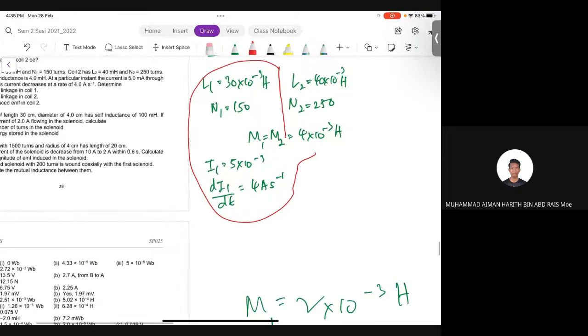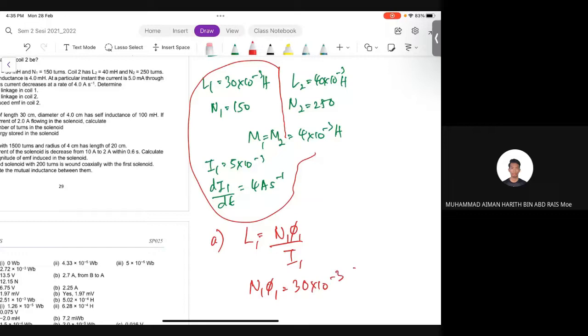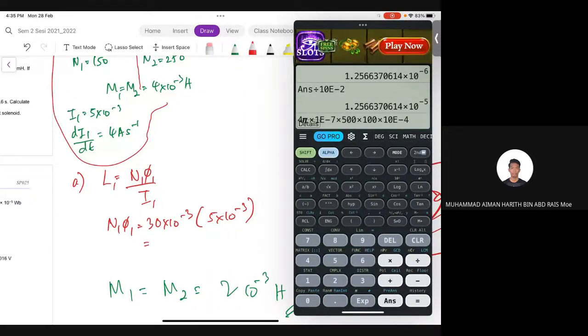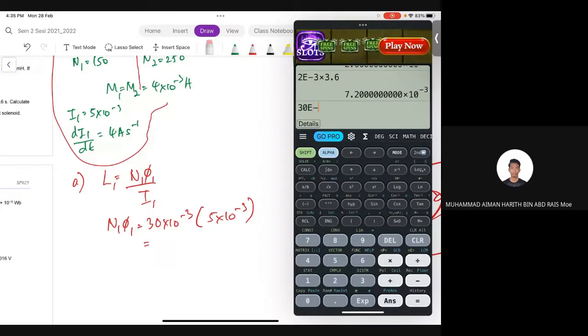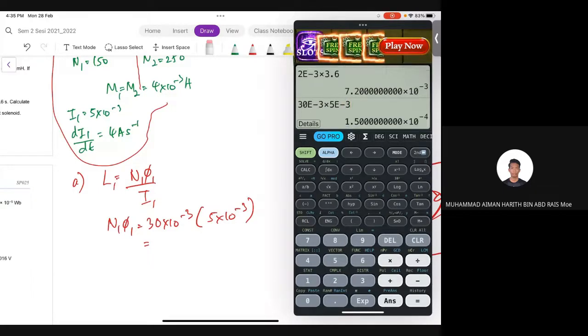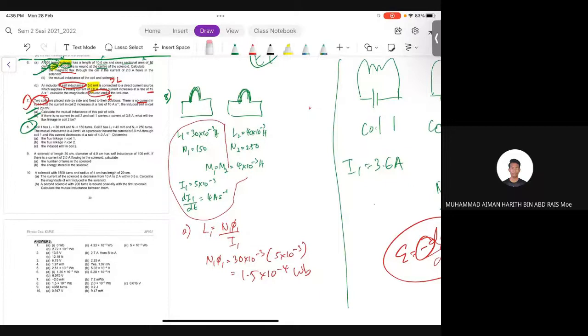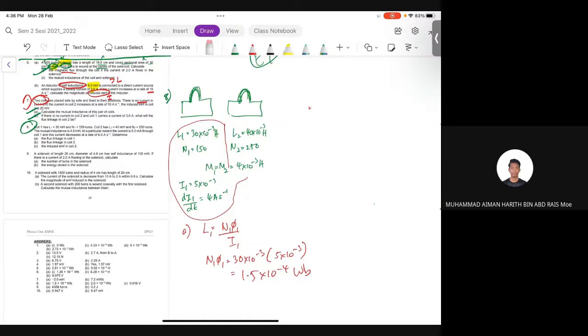So kita ada formula, L sama dengan Nφ over I. So you focus dekat 1 because they ask you on flux linkage on coil 1. So saya guna 1, 1, 1 because 1 semua ada punya. So N1 Φ1 equals to L1 is 30 times 10 negative 3, my I1 is 5 times 10 negative 3. So saya terus dapatlah jawapan untuk Nφ1. So 30 times 10 power of negative 3 times 5 times 10 power of negative 3, 1.5 times 10 power of negative 4 and the unit is Weber. So yang ini saya guna yang 1 punya because I have all the information dekat 1. Dan dia pun melalui self-inductance, so that's why kita guna self-inductance dulu. Okay, itu soalan number A.